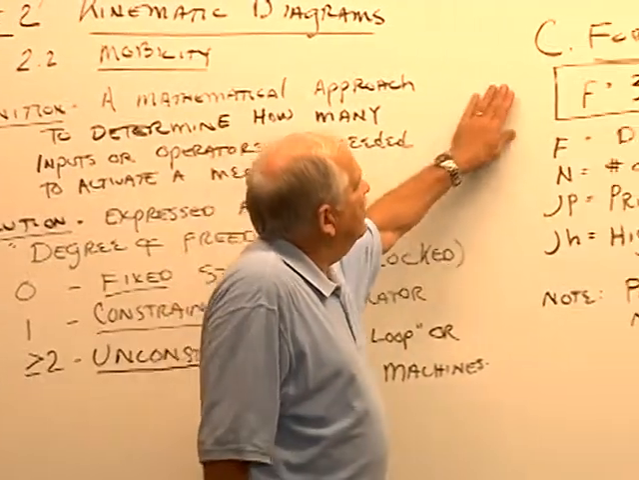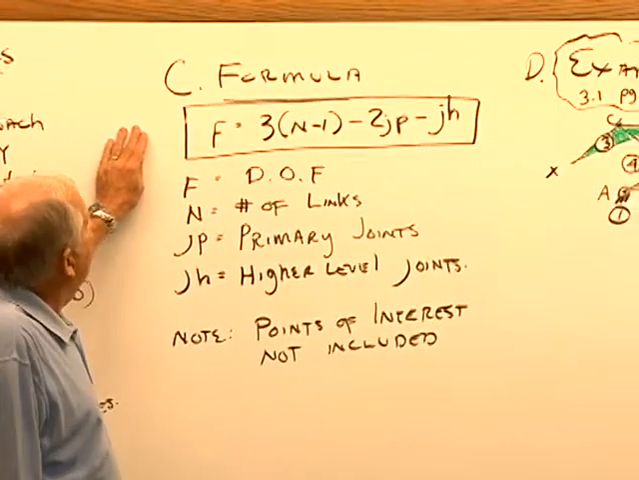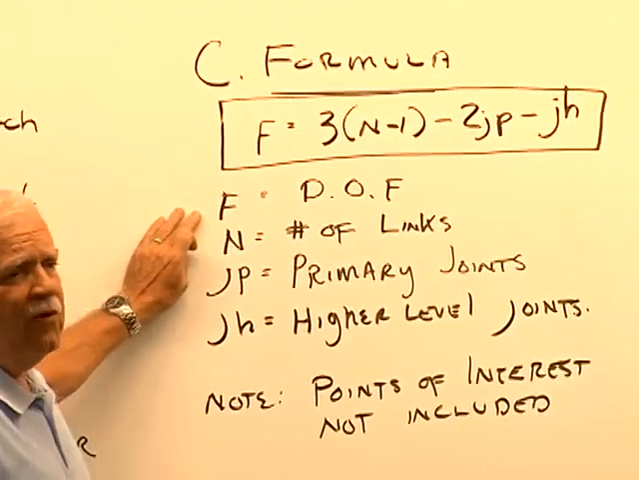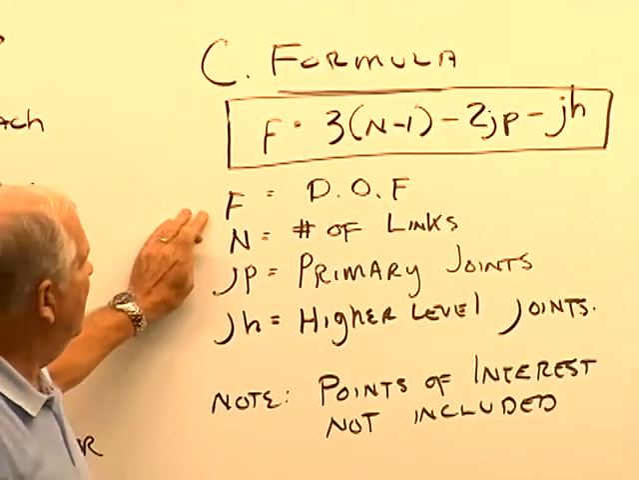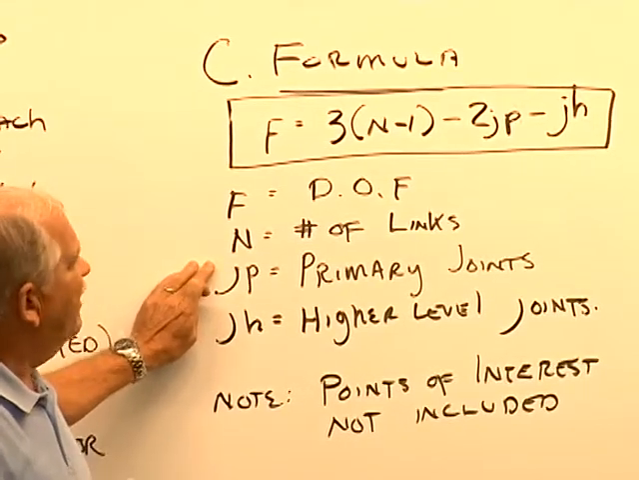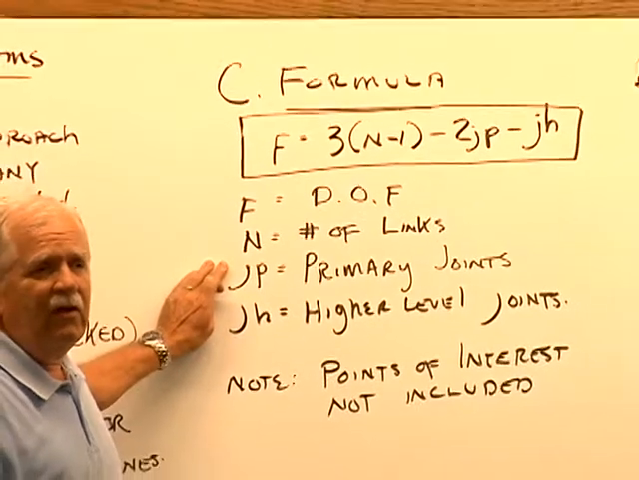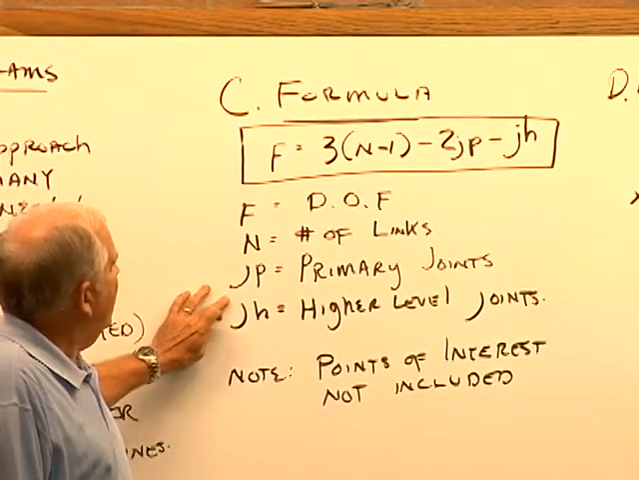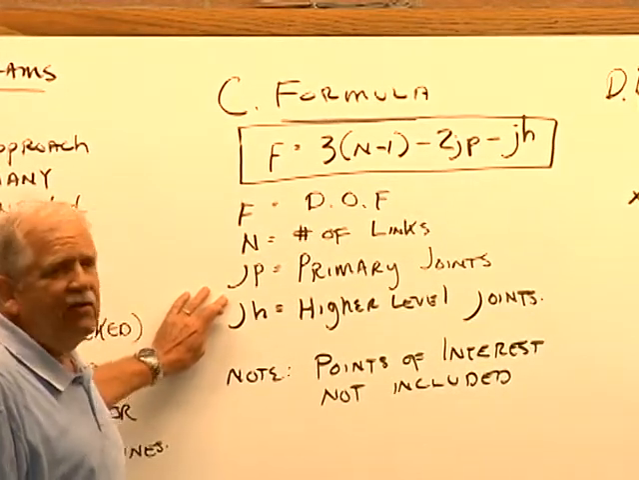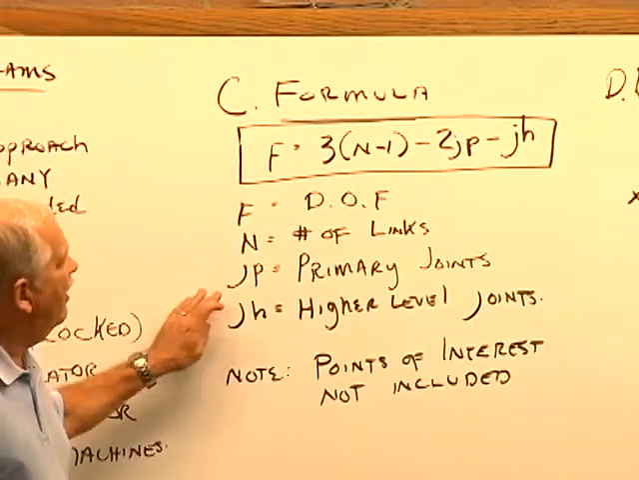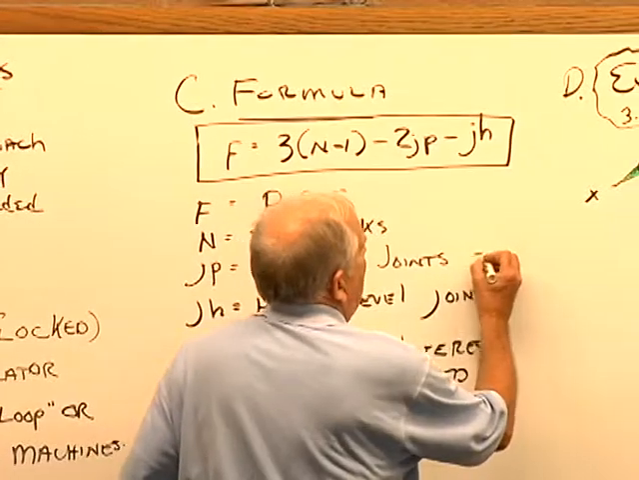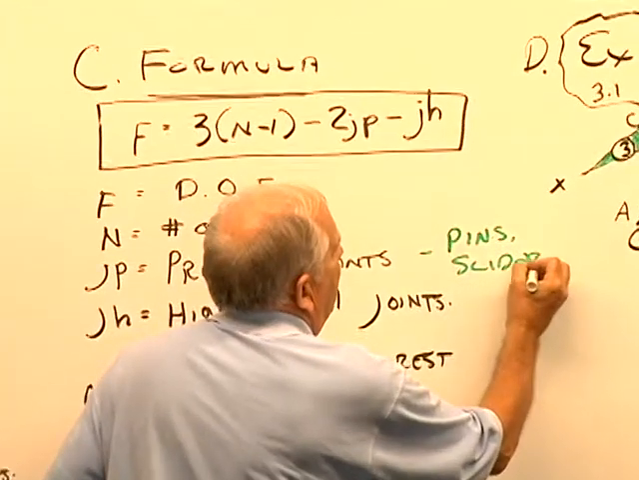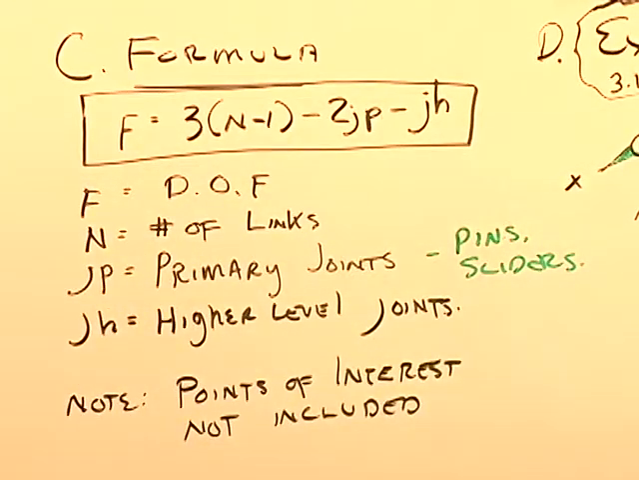Now, this is the formula here. It was in the book, and I wanted to define the pieces for you. F is the degree of freedom. I'm using the abbreviation DOF, degree of freedom. N in the formula is how many links, and we know what the links are. They're either simple links or complex links. J, the joints, what kind of primary joints that you have. These primary joints are either pins or sliders. These are primary joints. So we count those.